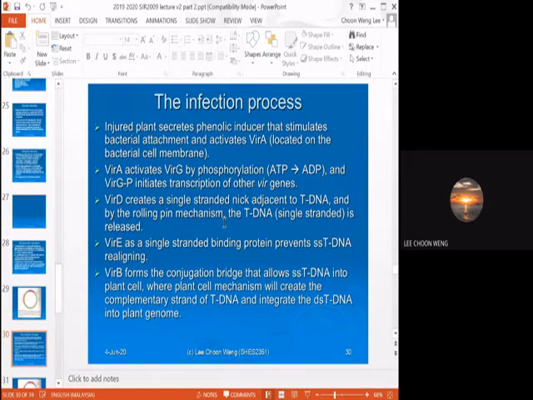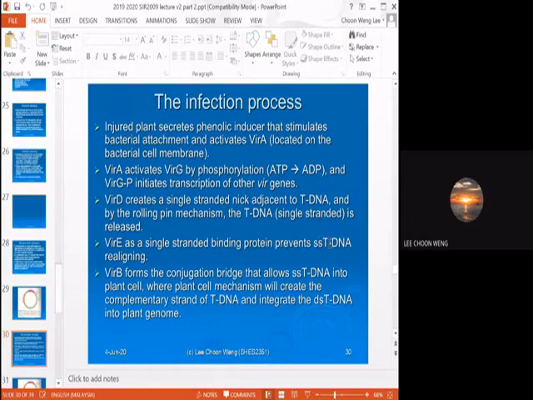So please, if you're not familiar with the rolling pin mechanism, look back at your recombinant DNA technology course, which will have this. Okay. Once the tDNA is released, it's single-stranded, so it's not stable. So you have to have the Vir that acts as a single-stranded binding protein to stabilize the single-stranded tDNA.